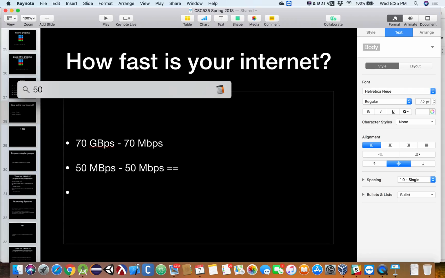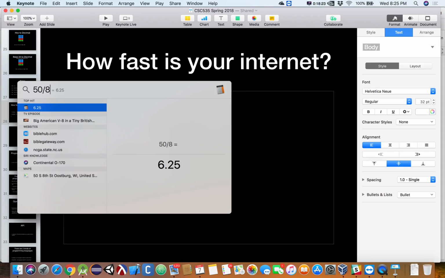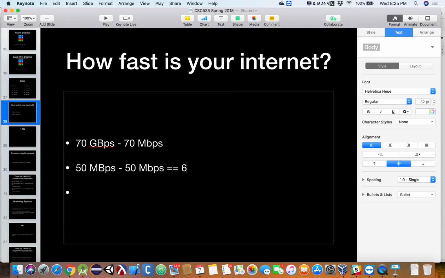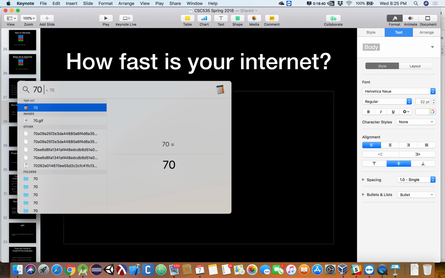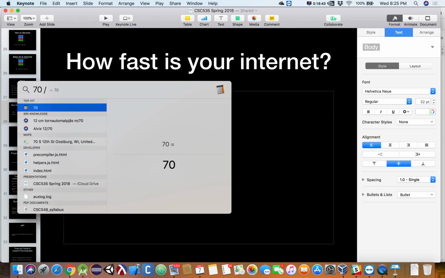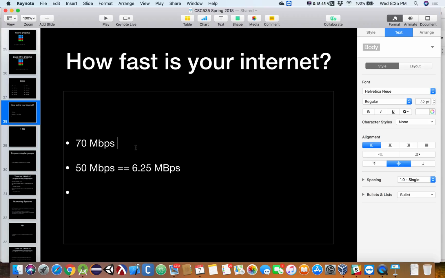All right, so if we go back over here, your 50 megabit per second internet connection is equal to 50 divided by 8, 6.25 megabytes per second. That's your internet, okay? Your internet, 70 divided by 8 is 8.75 megabytes per second. Now, why do you think Spectrum sold you 50 megabit per second instead of 6.25 megabytes per second? Why do they advertise it as 50 megabit?